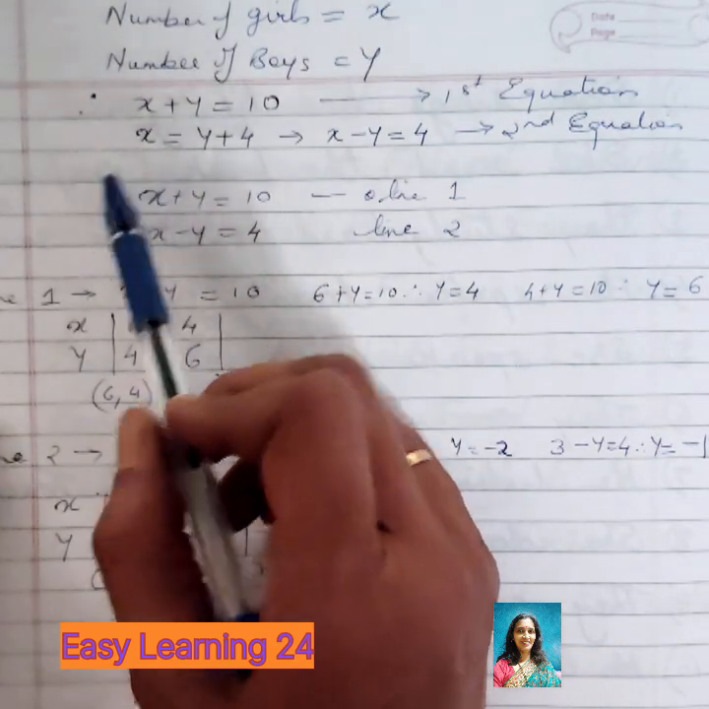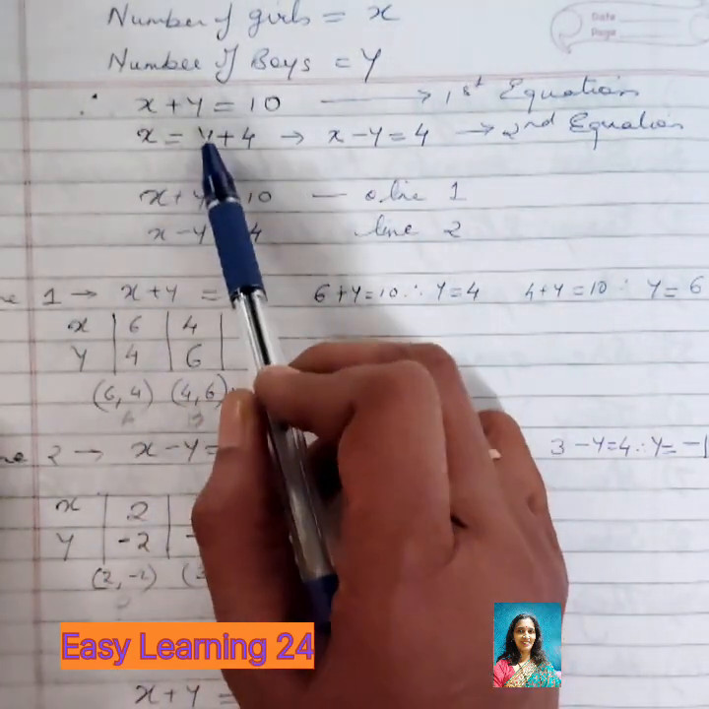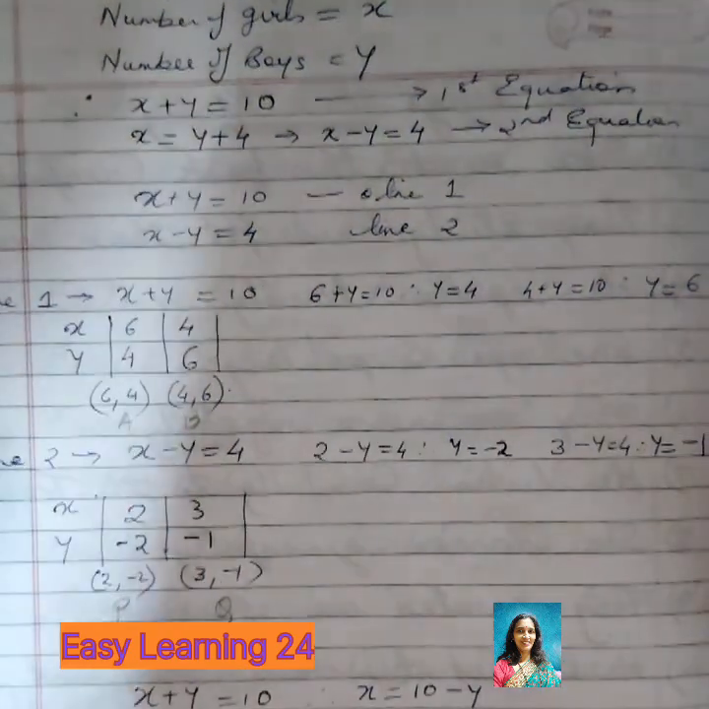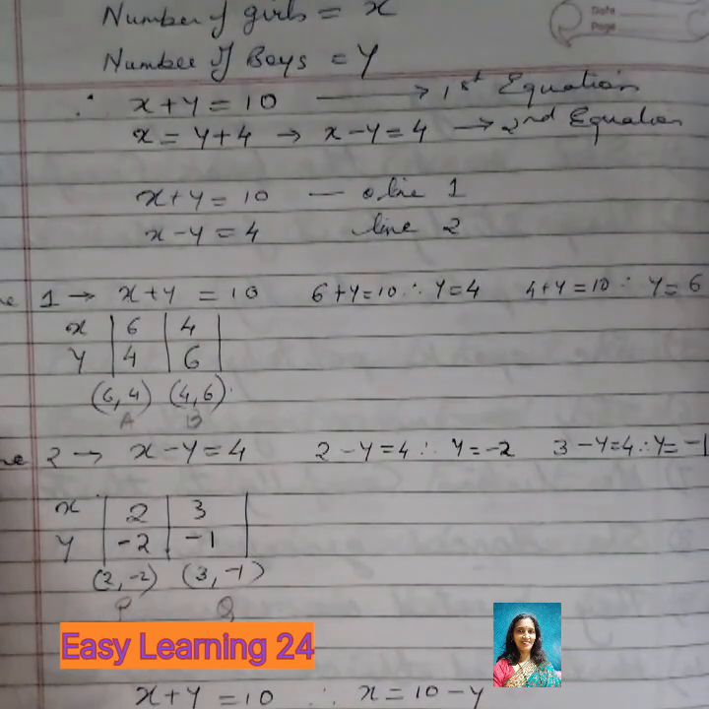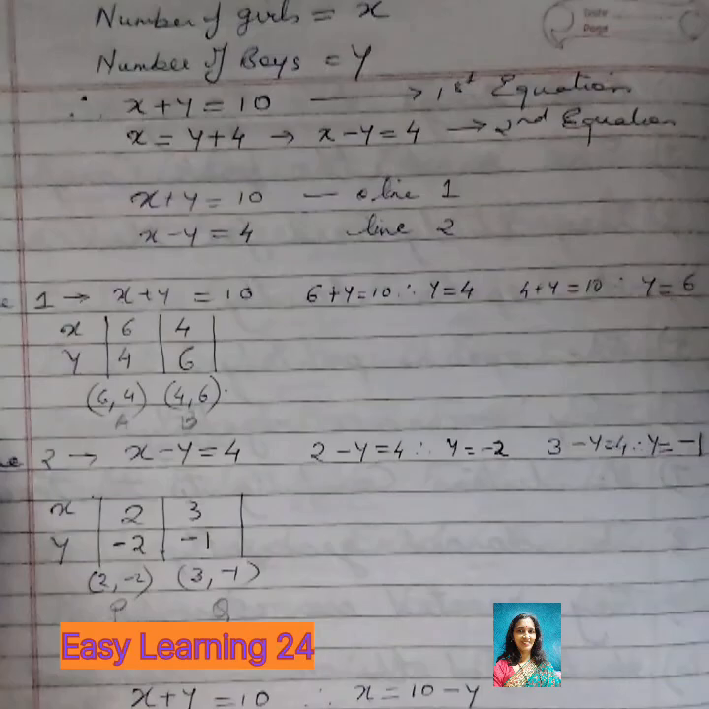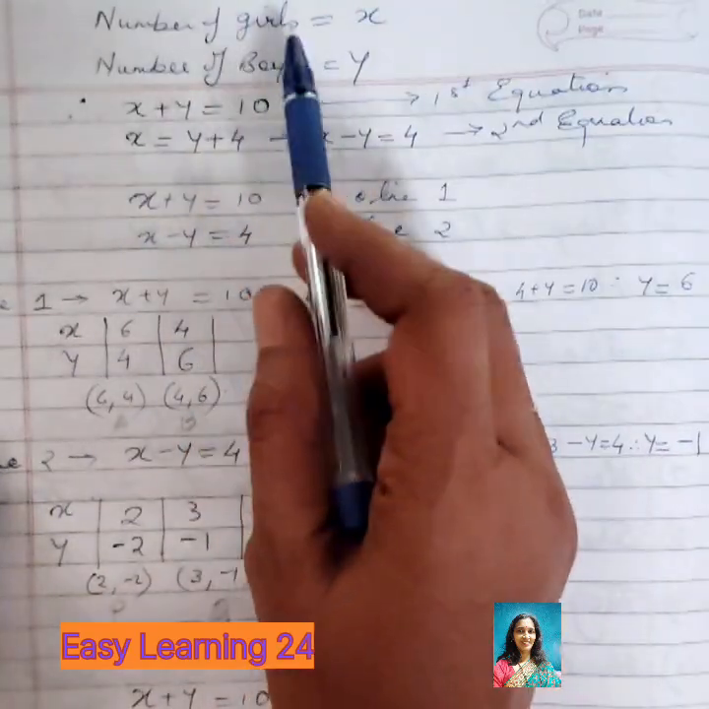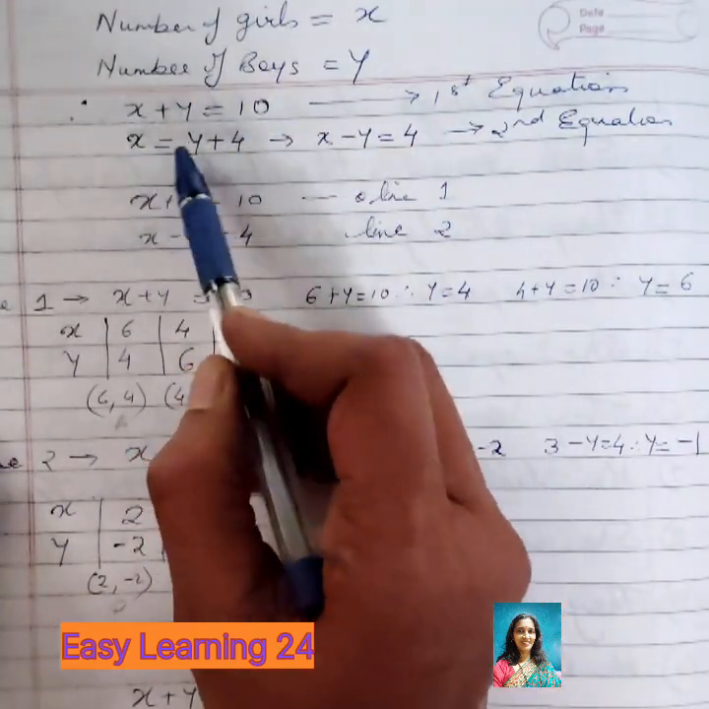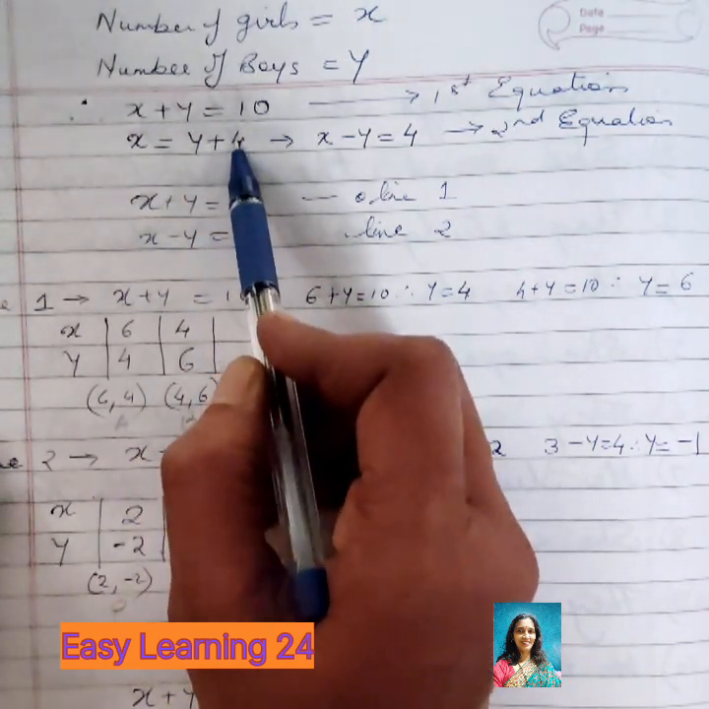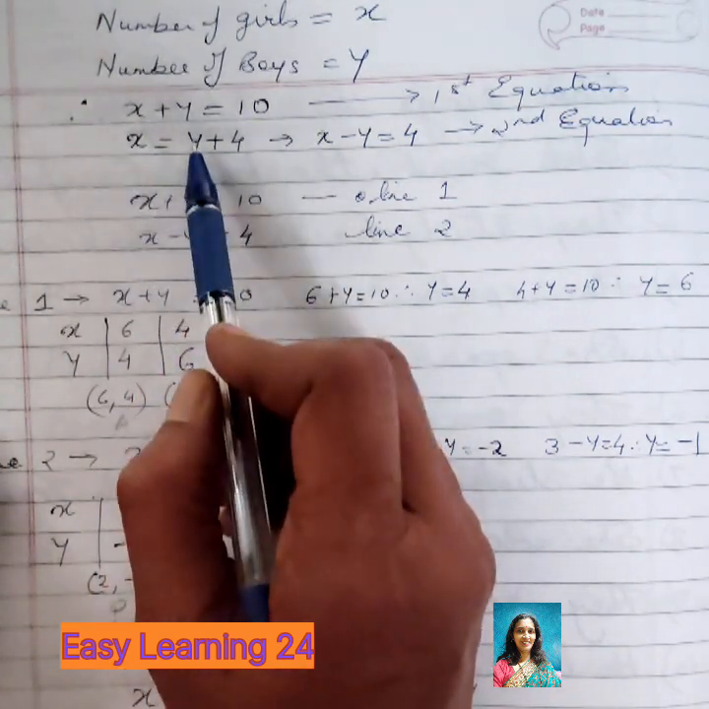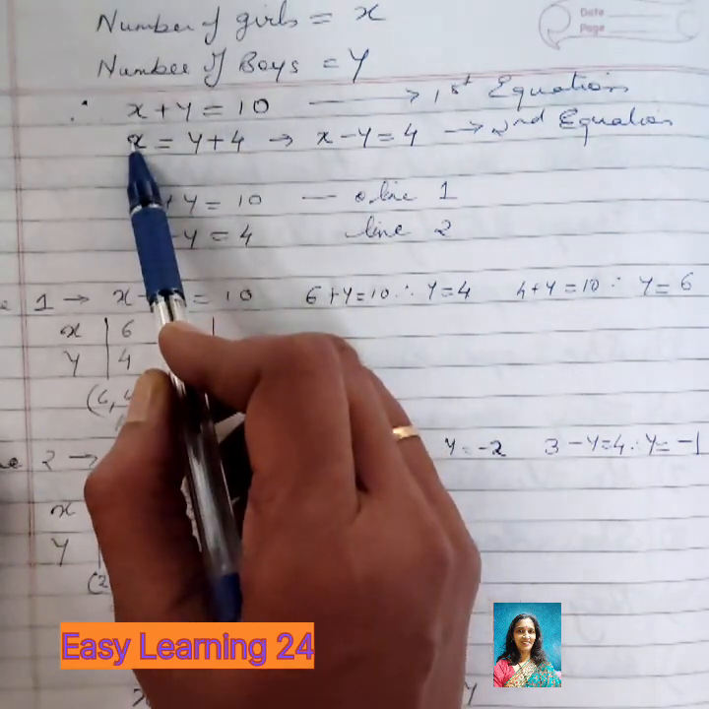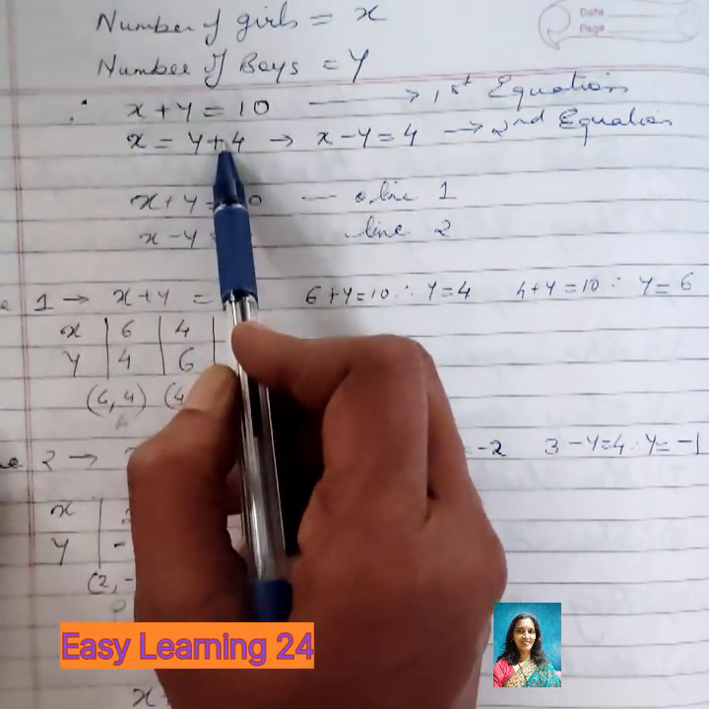The second line will be x is equal to y plus 4. What they are saying, that number of girls is 4 more than the number of boys. Okay, so number of girls is how much? X. So number of girls is 4 more than number of boys. Number of boys y, so plus 4. So y plus 4 is the number of girls. Number of boys is y. There are plus 4 makes the number of girls. So x is equal to y plus 4.